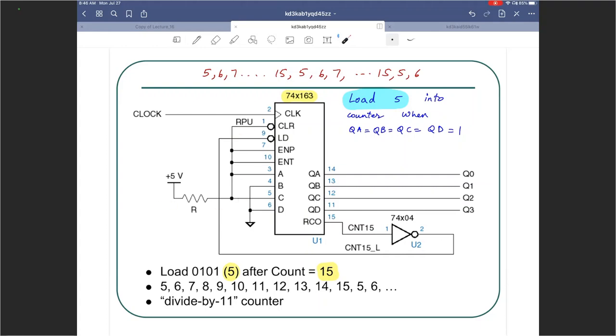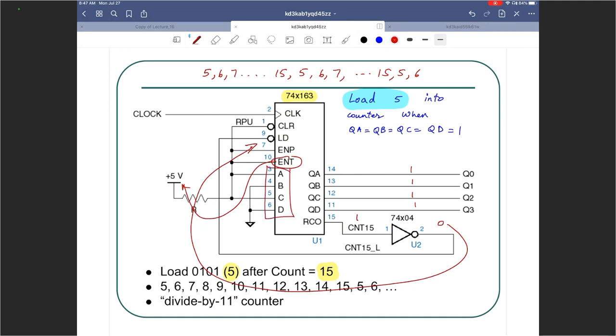Now notice what happens. RCO is the output which tells us that there is 15 here, right? So if it is 1, 1, 1, 1, and this guy is already connected to 1, so that's good. This is going to become a 1 then, which means at that time this is going to become a 0. That means that we are going to load at that time when it reaches 1, 1, 1, 1. What are we going to load? Whatever you connect at the inputs A, B, C, D, which is 5. So that's how we load 5 into the counter when it reaches 15.